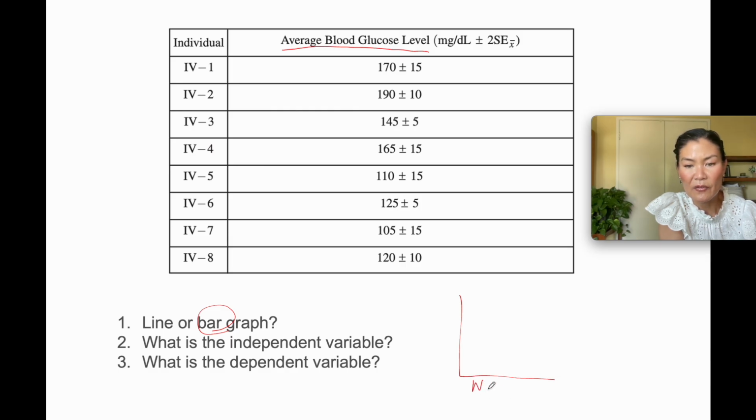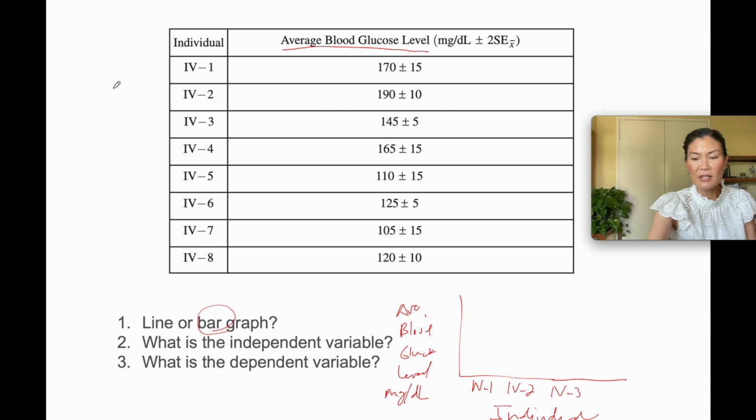So like 4-1, 4-2, 4-3. Those are the individuals, and then you would label it individual. And on the y-axis, you would write average blood glucose level. Sorry, my writing is very messy. And then you would include the units, which is mg per deciliter plus or minus 2 SEM. Okay? So that's how you would graph that one.